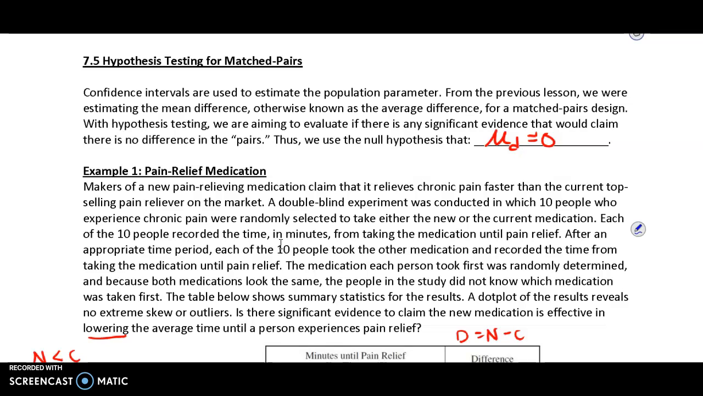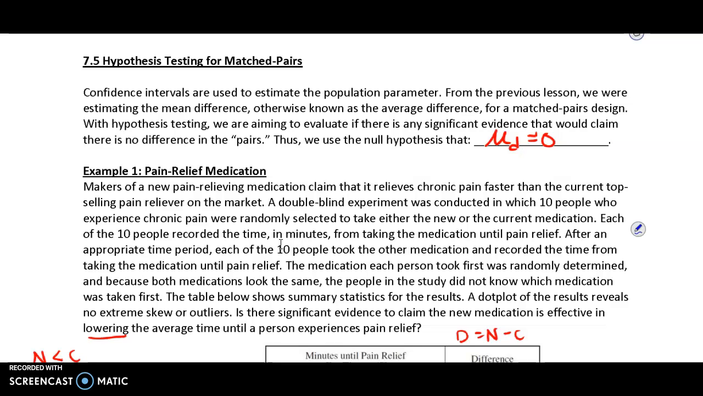Well, confidence intervals are used to estimate the population parameter, and from previous lessons, we were estimating the mean difference, otherwise known as the average difference for a matched pairs design. With hypothesis testing, we are aiming to evaluate if there is any significant evidence that would claim that there is no difference in the pairs. Thus, we assume the null hypothesis that there is no difference between the two, that mu d equals 0.